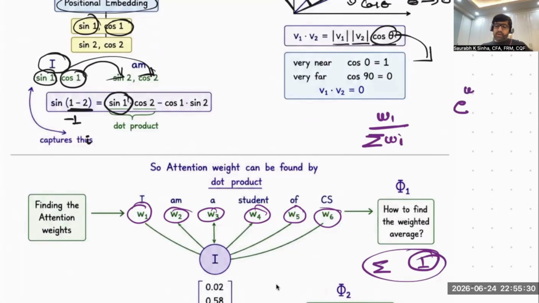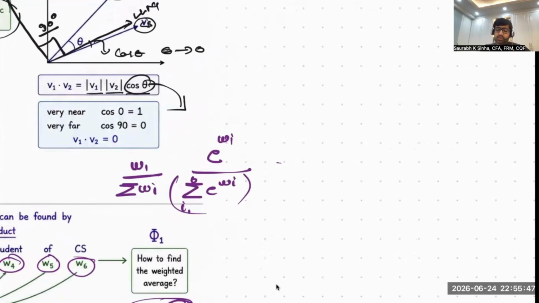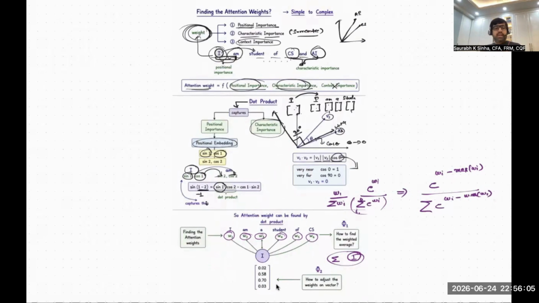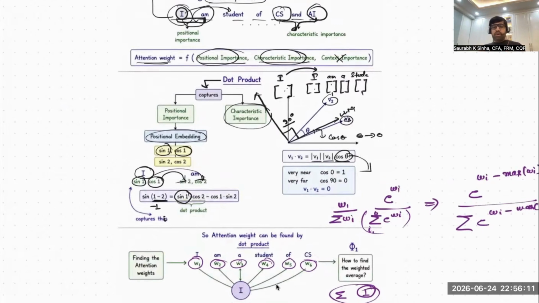In softmax, you do e to the power weight 1 divided by the summation of e to the power weight i, where i varies from 1 to 6 because there are 6 different vectors. Even the actual softmax is e to the power weight i minus max of all the weights, divided by the summation of e to the power w_i minus max of w_i. So these are the different methods to normalize the weights. The sum of all the weights should be equal to 1, and the second benefit is that it reduces the problem of outliers.